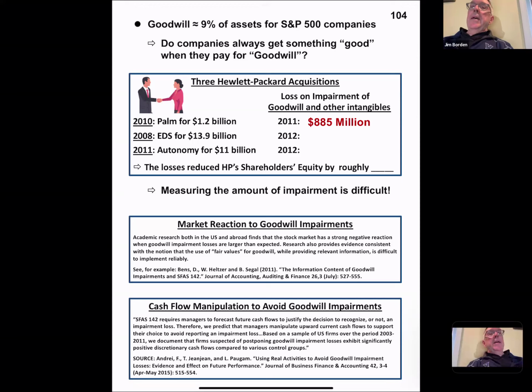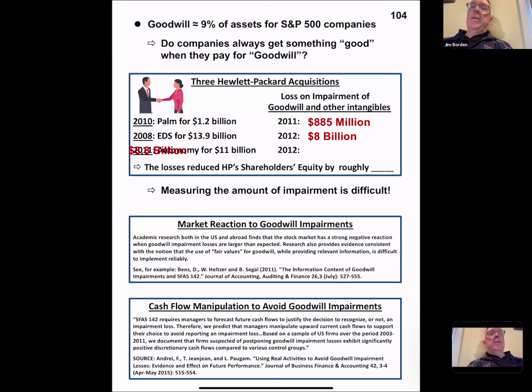Right? A second one, EDS, Electronic Data Services, $13.9 billion acquisition. 4 years later, we look at this and we realize, it's not worth how much we paid for it. So we have to record a significant impairment loss.